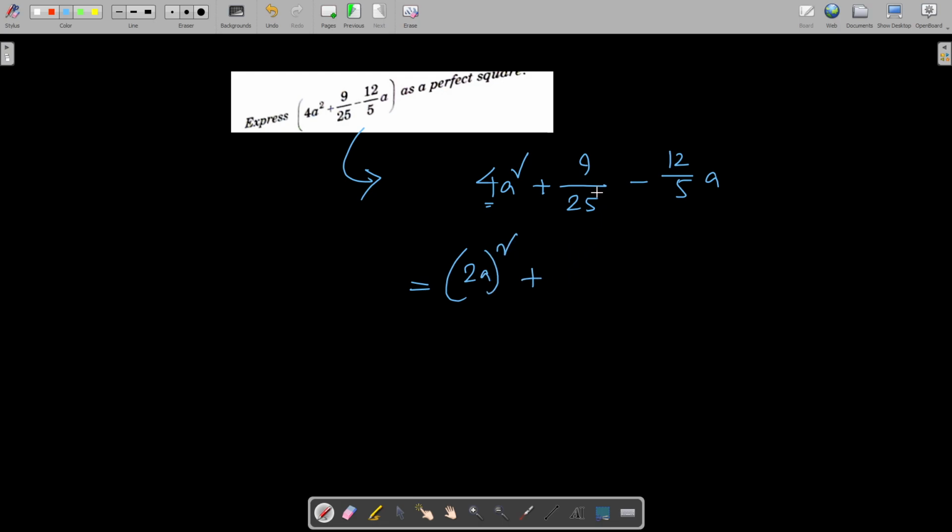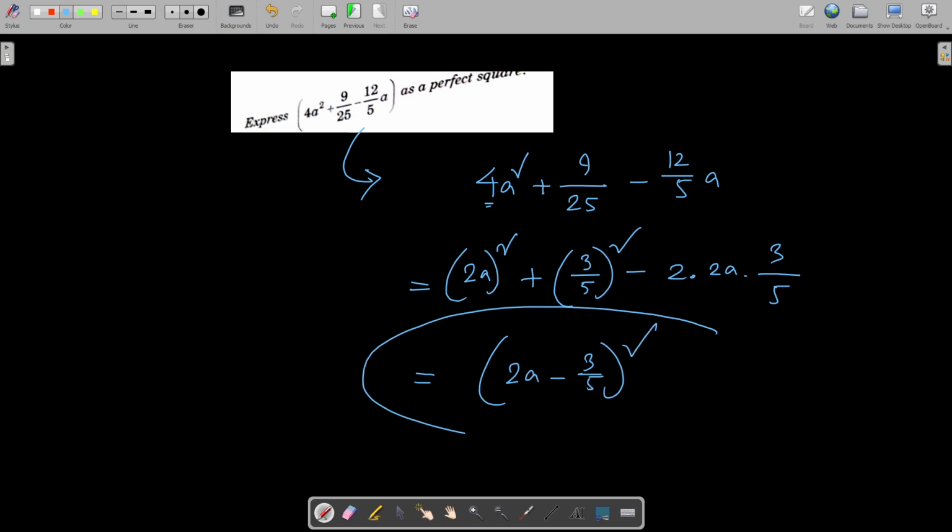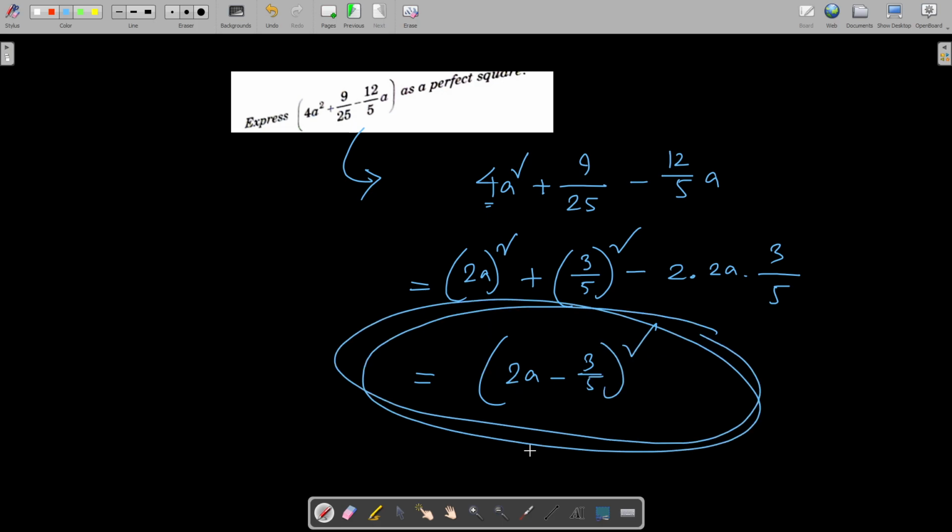Simple. Now next look at the term. See if you can write that term in terms of a square. I can write it as 3 by 5 whole square, right? After that there's negative. So it's 2 into a into b. Let's put these values and see if we get 12 by 5a. So 2 into 2a into 3 by 5. See, 2 twos are 4, 4 threes are 12, 12 by 5a. We're exactly getting it. So it's a square plus b square minus 2ab. So what will be the answer? It will be (a minus b) whole square. See, we have shown this expression as a perfect square.